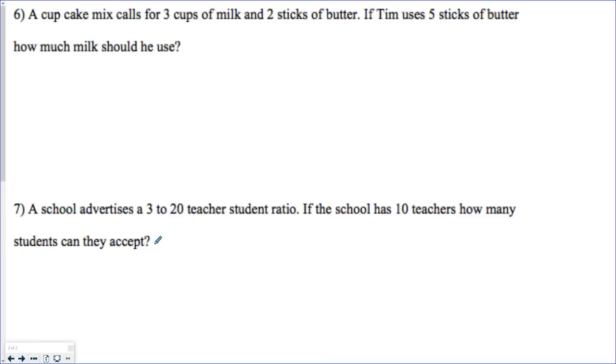Again, another word problem here dealing with baking. So 3 cups of milk and 2 sticks of butter is what the recipe calls for. Tim's going to use 5 sticks of butter. How much milk should he use? Well, let's get this set up as a ratio first. 3 cups of milk goes with 2 sticks of butter.